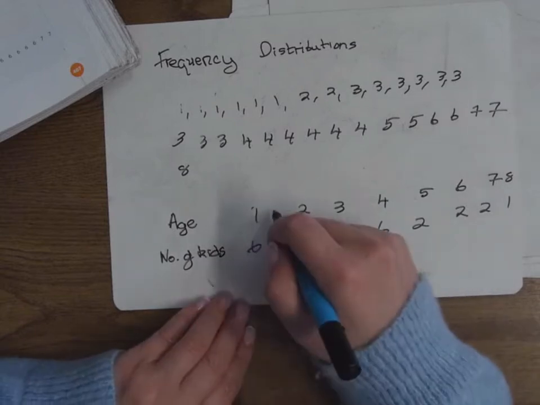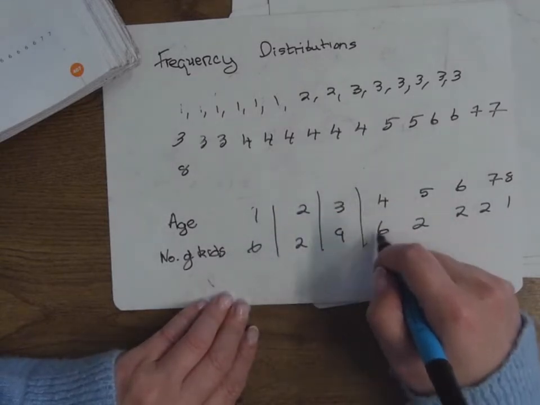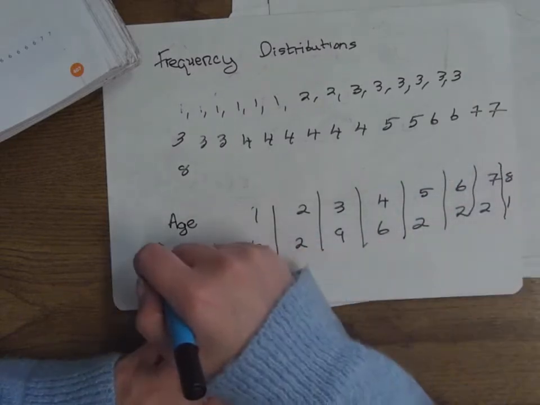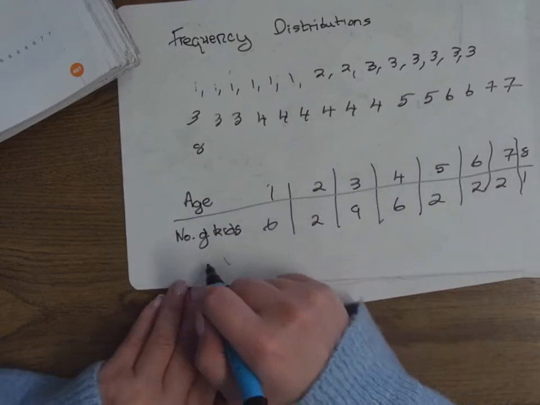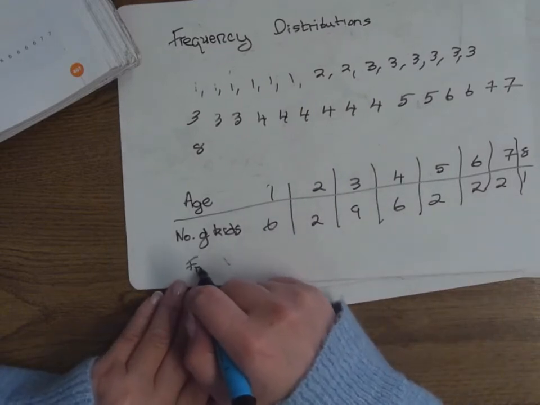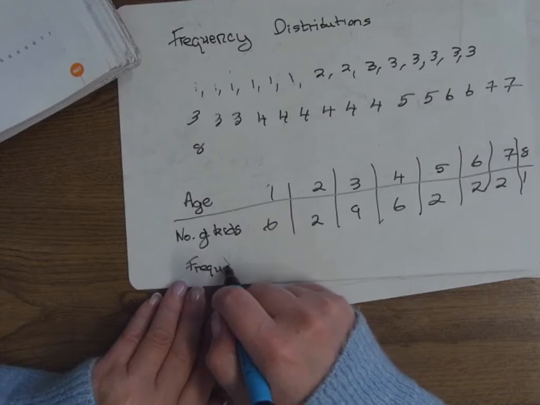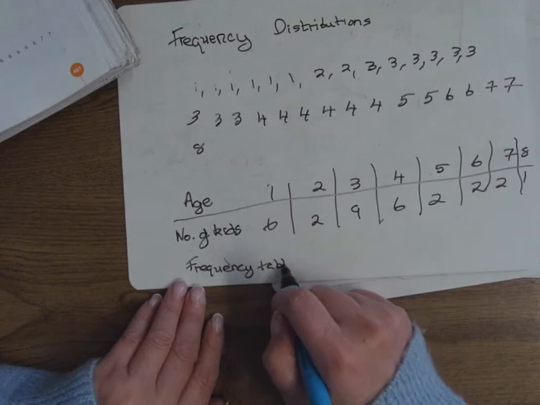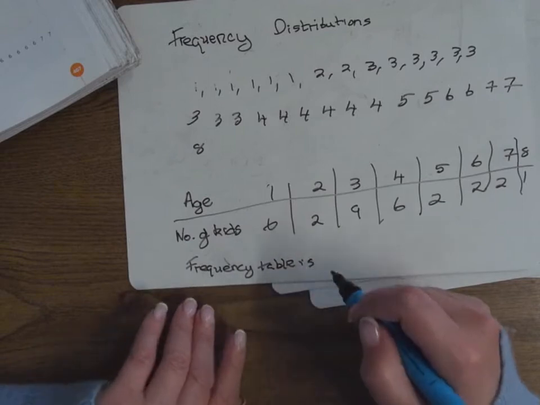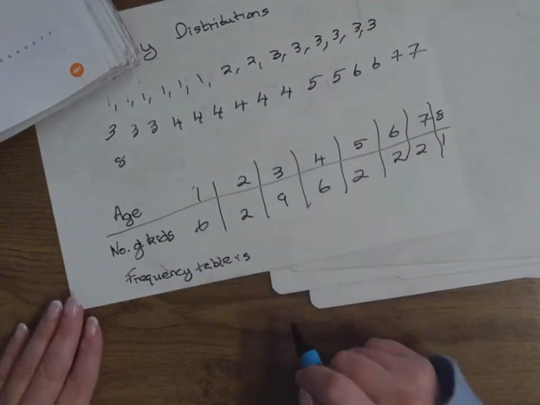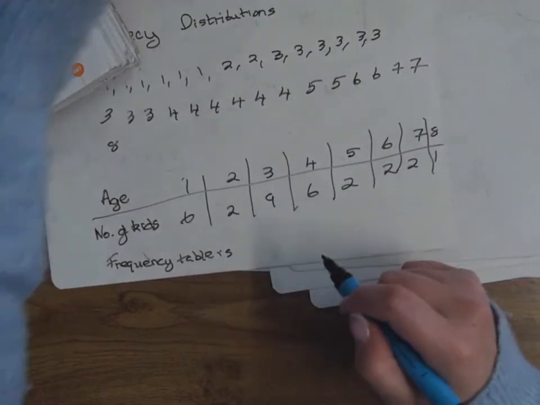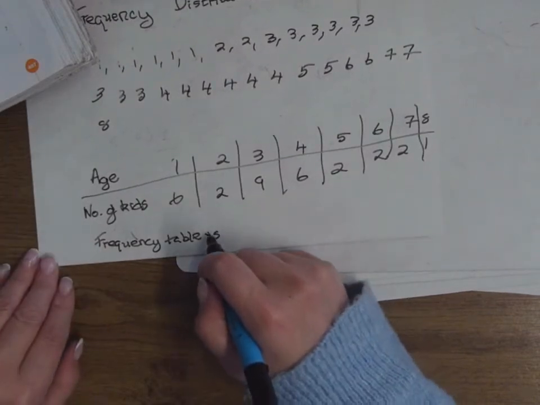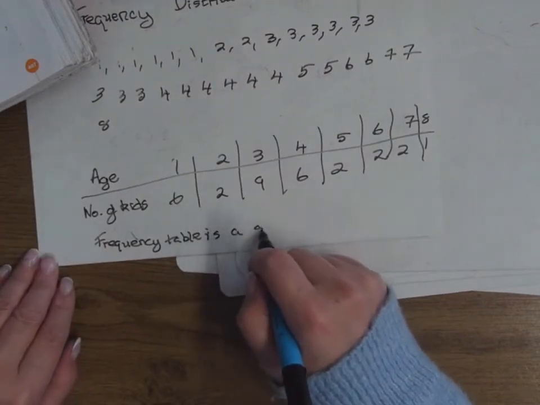Right, so a frequency distribution or a frequency table is a short way of writing a list.